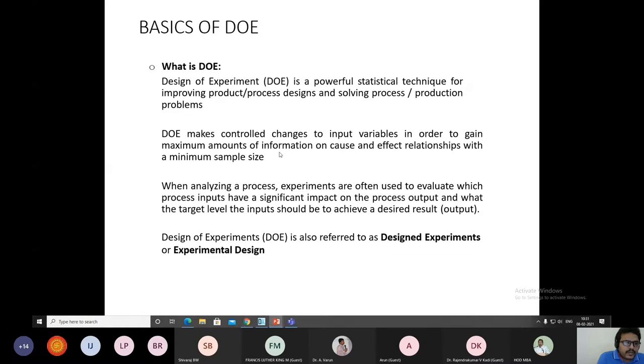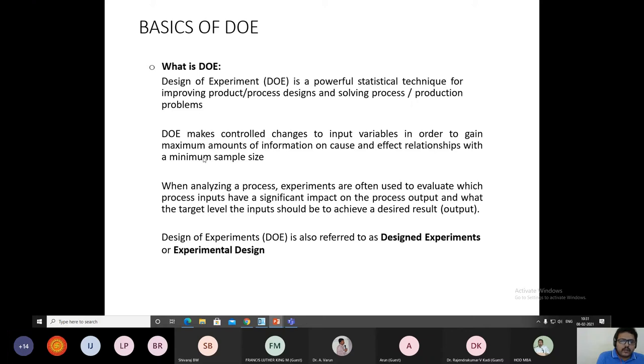If you are performing a machining operation, right? There are various parameters or factors involved in machining, like speed, feed, and depth of cut, right? And what is your response? Your response may be the material removal rate, right? Material removal rate and the surface finish after machining. Say you have two responses. One is surface finish after machining, and the second response is material removal rate. And your factors are speed, feed, and depth of cut, right?